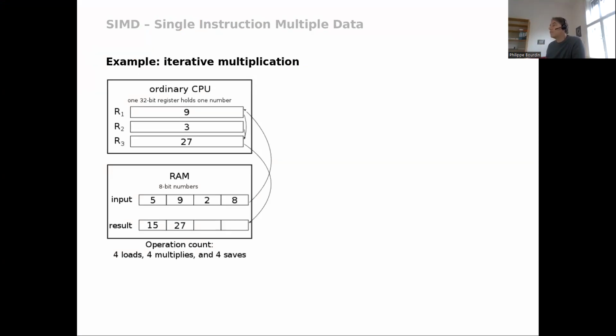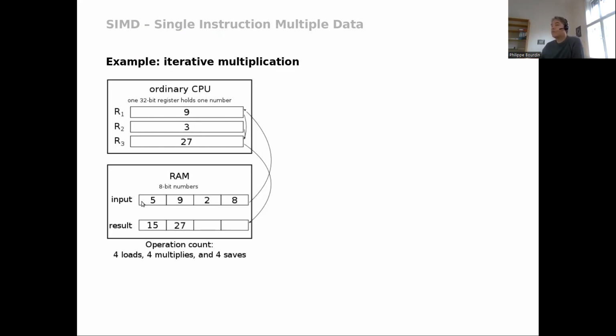So let's take a simple example. You have an iterative multiplication. Let's say you have a loop and you have some data and you want to perform the same operation on multiple entries in an array, for example. With an ordinary CPU, that would be like this. We have 3 registers. The first 2 are carrying the operands, so the 2 factors for multiplication. And the third one carries the result. Like in this case, you have 9 times 3 equals 27.